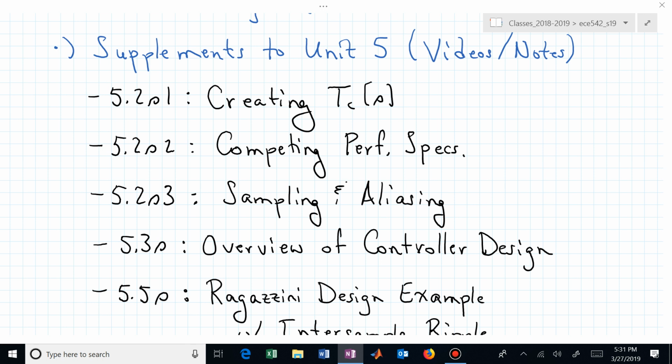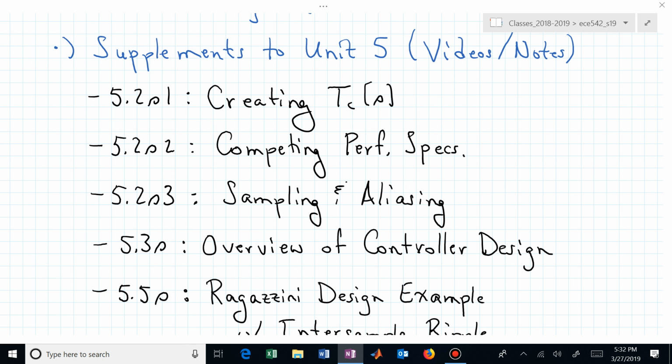What happens if you have competing performance specifications? That's the second supplement for Lecture 5.2. And then the third is this relationship or connection or illustration of sampling, frequency, aliasing, Nyquist rate, etc. That's supplement number 3 for Lecture 5.2.